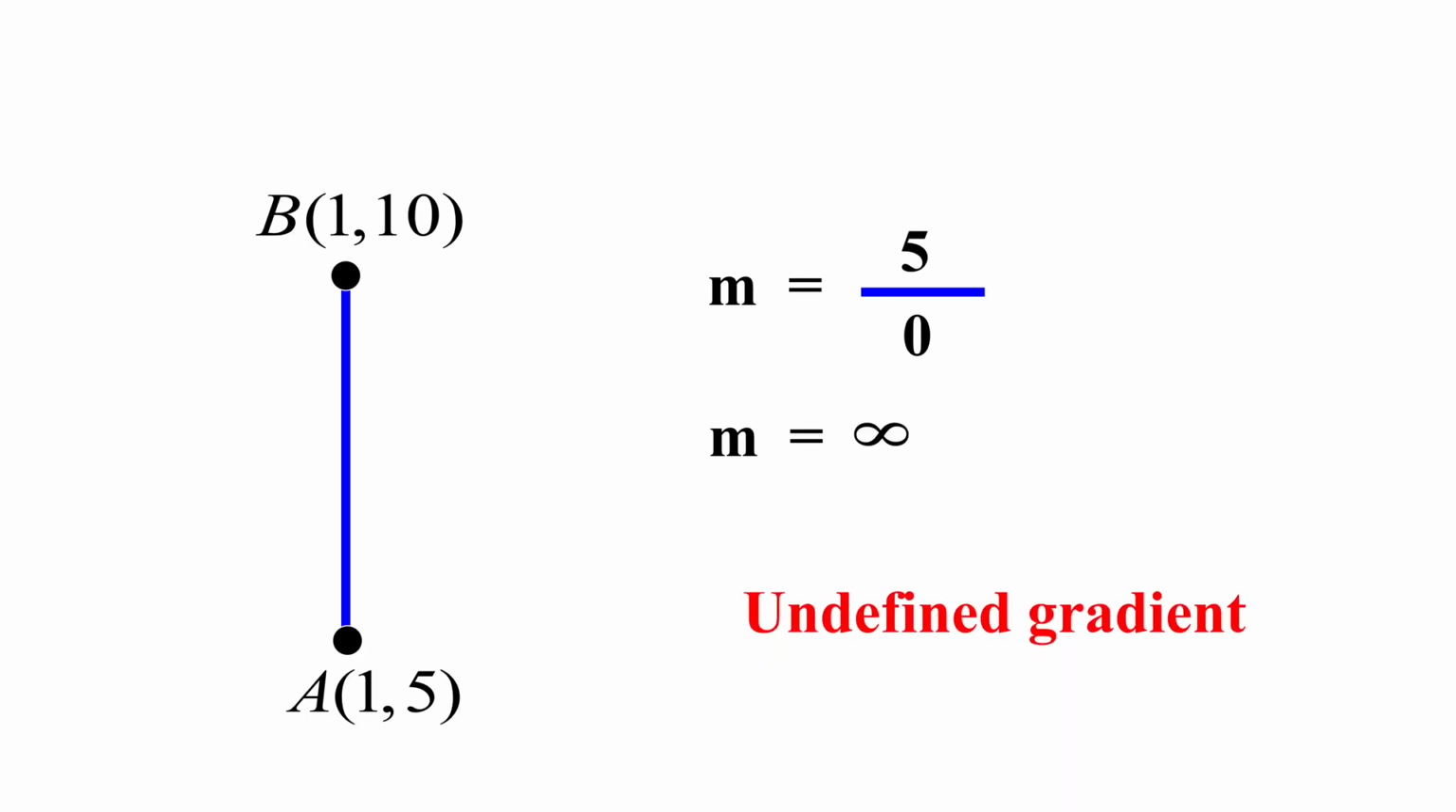Now let's try this one for a vertical line. If you take y2, which is 10, minus y1, which is 5, 10 minus 5, and then you notice that when you do x2 minus x1, you will get 0. So when you have m equal to 5 divided by 0, this is actually an undefined gradient.